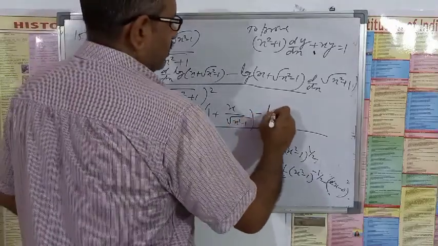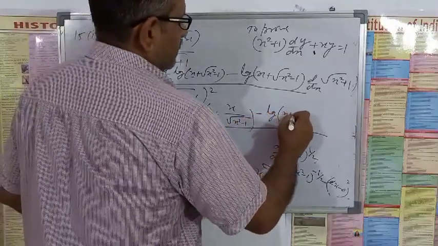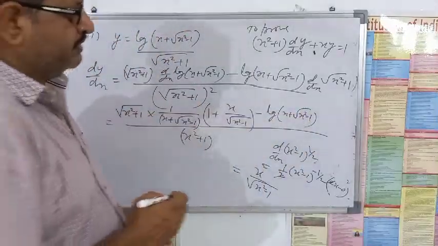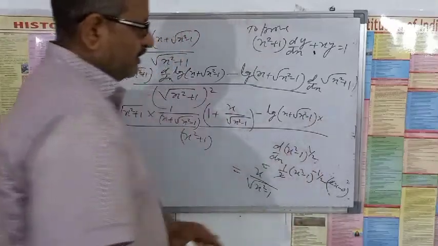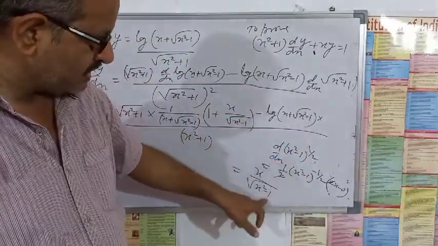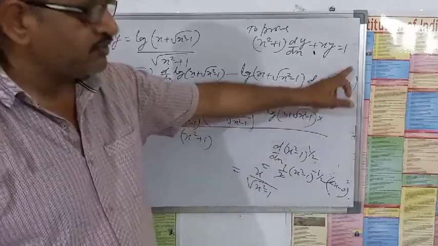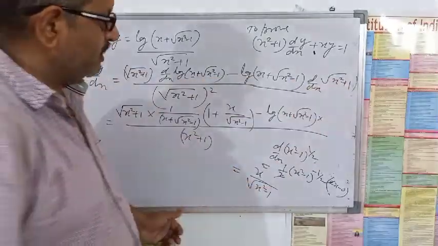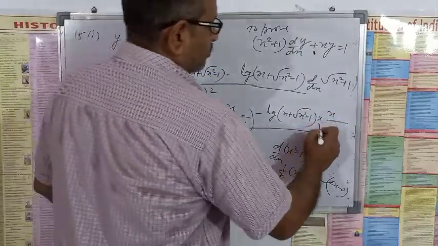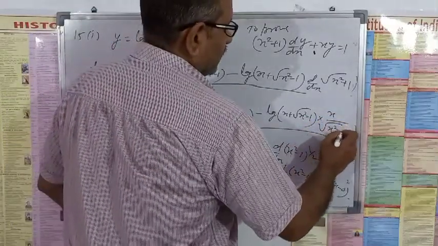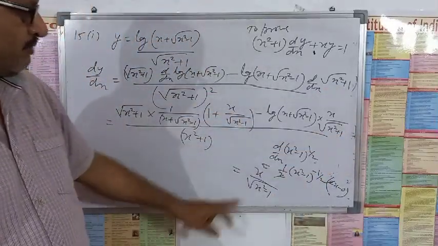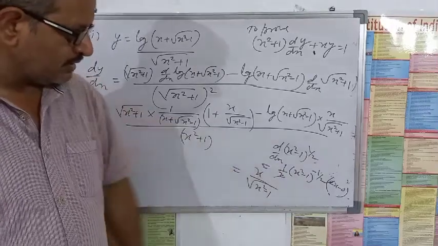Minus log x plus root x square minus 1 into derivative of root x square plus 1. So like this we can differentiate it, x square plus 1 to the power 1 by 2. So what will come here? It will come x upon under root x square plus 1. Here plus 1 is there, so we have to write x upon root x square plus 1.